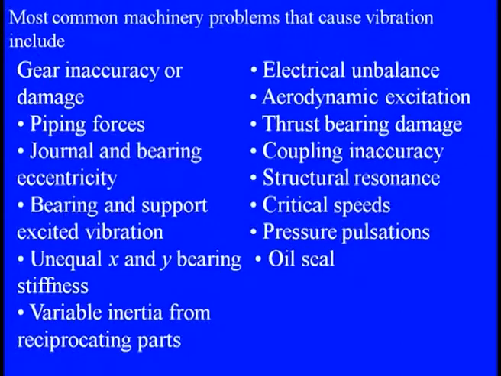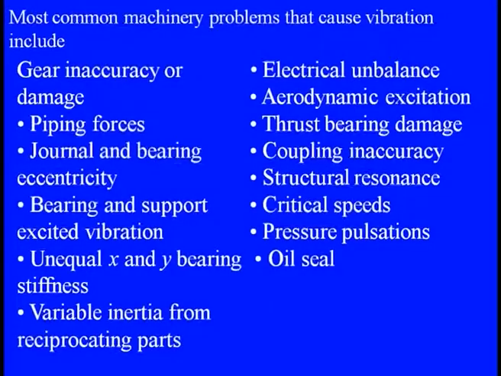Another rotating element is the gear. If there is any inaccuracy, surface deviation, surface irregularity, or any damage or crack on the surface of the gear, it clearly causes a different kind of excitation in the machine. If we are talking about fluid, then piping forces when the fluid is passing through the pipes, and any kind of turbulence or aerodynamic excitation can also cause vibrations.